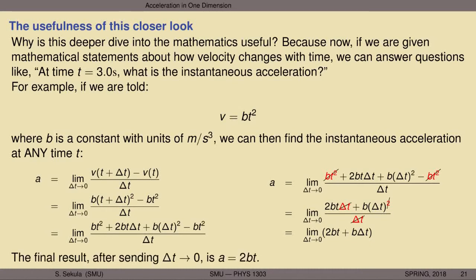And that means that the final result after sending delta t to zero is simply that the acceleration a is equal to 2 times b times t. 2 times a constant times your time variable. This is a concrete result. If somebody asked you at a time t equals 3 seconds, what is the instantaneous acceleration, you are one constant away from being able to answer that absolutely concretely. We just need to know what the value of b is.